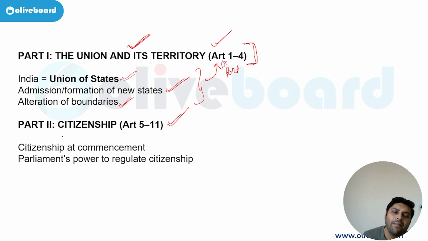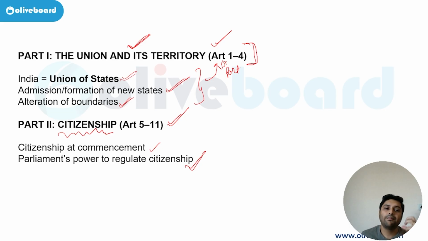The second part deals with citizenship. Citizenship at commencement of the constitution and powers of parliament to regulate citizenship by naturalization and by acquisition of territory.